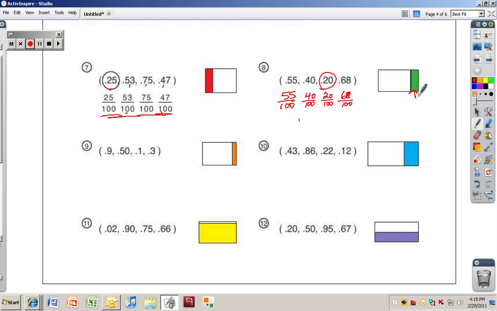Okay, go ahead, pause the video, do 9 through 12, turn it back on when you're ready for the solutions. And here is Mr. Tyler showing us how he got the answer.